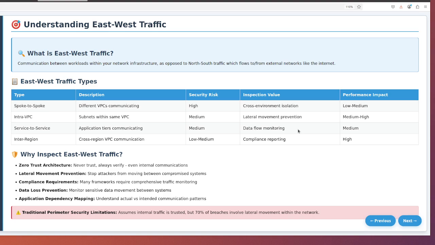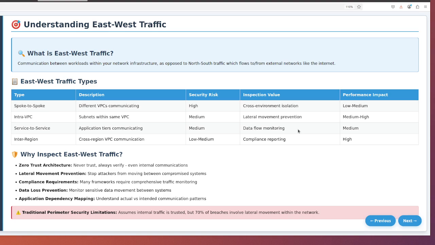Imagine an attacker compromises a web server in your DMZ through a vulnerability. With traditional perimeter security, that attacker could potentially move laterally to access your database servers, internal APIs, or other sensitive systems without any additional inspection. East-West traffic inspection addresses this by treating every network segment as potentially compromised. It's a core principle of zero-trust architectures: never trust, always verify, even for internal communications.